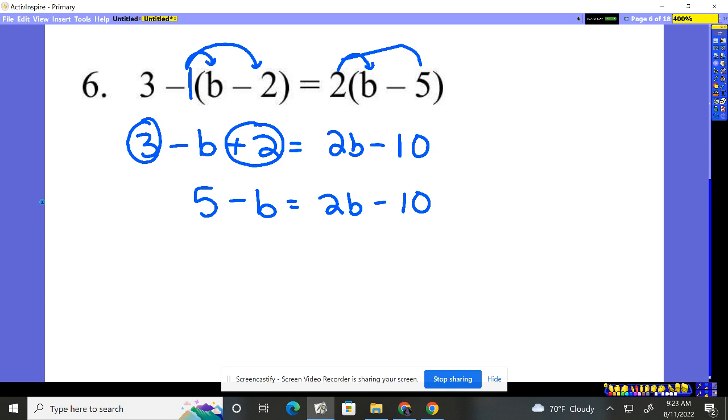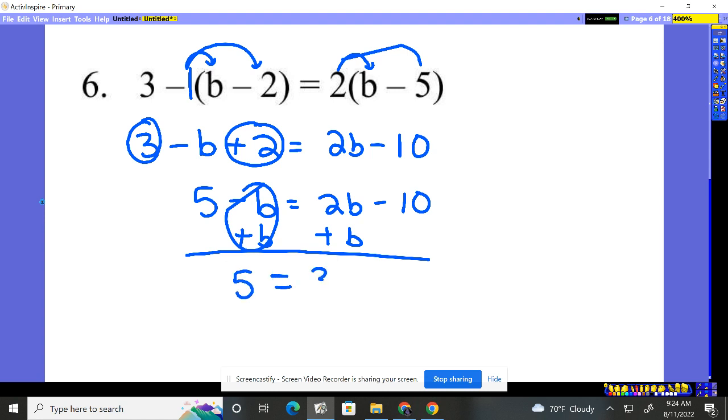Now, okay, it's looking pretty good. Let's move all variables to one side, all numbers to the other. I'm going to move the negative b over to the other side by adding b. You could have subtracted 2b from both sides. It doesn't make any difference as long as all variables go to one side and numbers to the other. This goes away. I get 5 is equal to 3b, subtract 10.